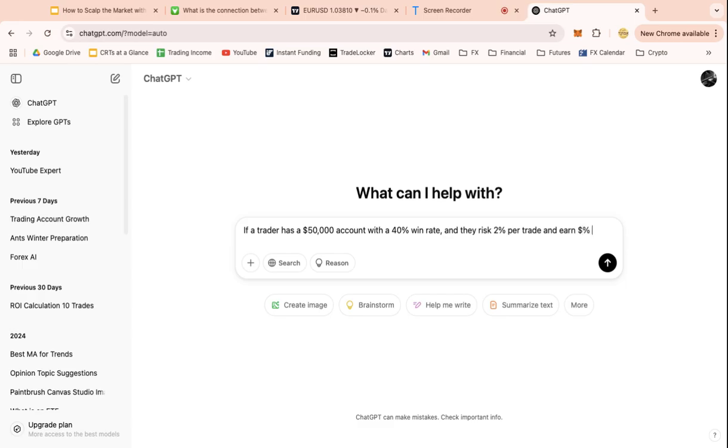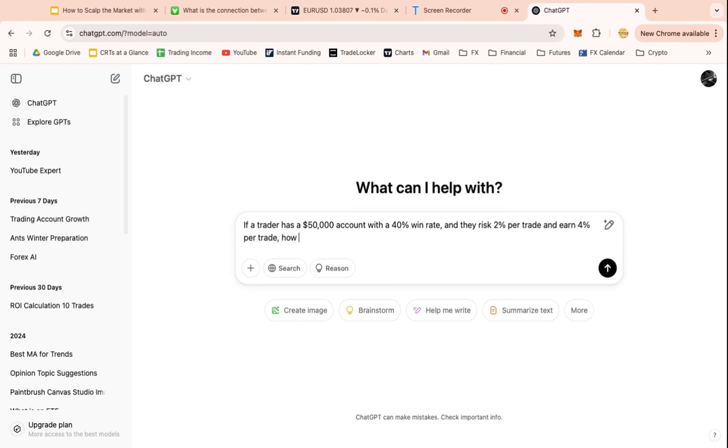4%. Okay, so this is a 40% win rate. You're risking 2% per trade, and you earn 4% per trade. You're not taking any withdrawals until the end of the month. And let's just say for the whole month, with scalping, you're going to have a good amount of trades. So let's say 23 trades.